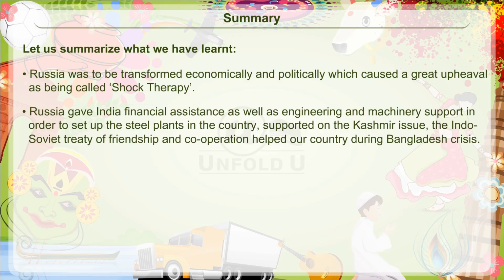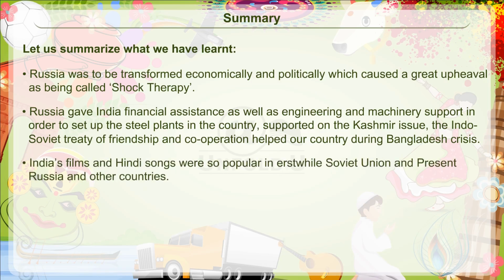Russia gave India financial assistance as well as engineering and machinery support to set up steel plants in the country. Supported on the Kashmir issue, the Indo-Soviet Treaty of Friendship and Cooperation helped our country during the Bangladesh crisis. India's films and Hindi songs were so popular in the erstwhile Soviet Union and present Russia and other countries.